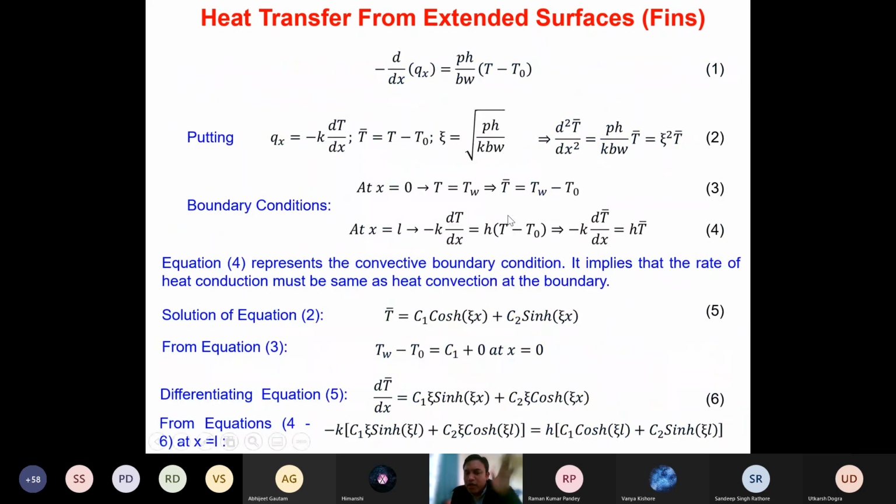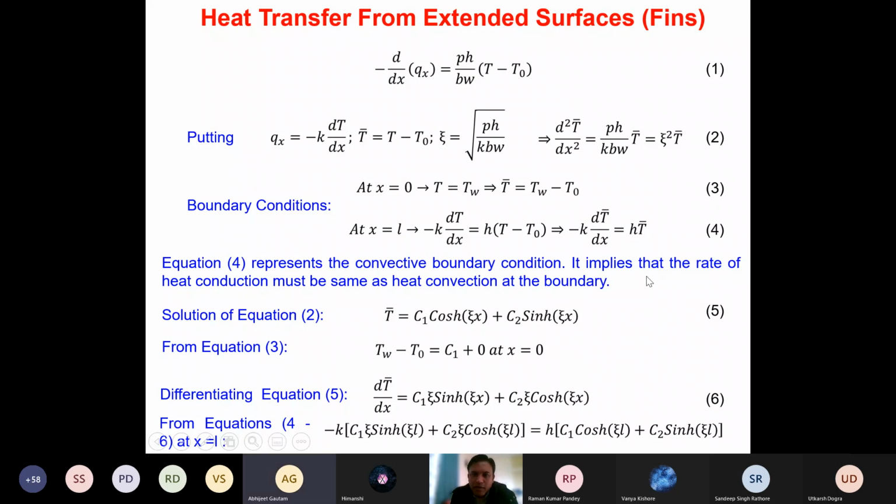Of course, this is a complex case we are solving, but there is also a very simple case when people look at solving the fin problem. But that also we will see in subsequent slides. But for the time being, let's start with the complex case. So the complex case is that my other boundary condition is going to be the convective boundary condition. That is, my heat flux will be the same as the convective heat flux at x equals L. So at x equals L, minus k dT by dx is given as h(T minus T naught), and that is minus k dT bar by dx equals h T bar. Do you all agree?